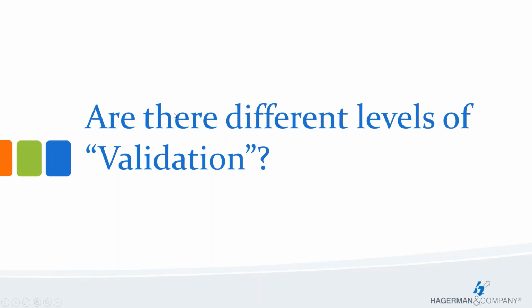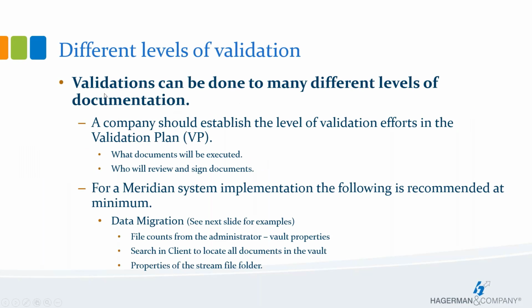So are there different levels of validation? Validation can be done to many different levels. A company should establish the level of validation efforts in the validation plan. So like I said, once again, everything's going to refer back to the validation plan because that's what establishes this whole process. So once again, you want to list out what documents will be executed, who will revise and sign documents. For Meridian system implementation, the following is recommended at a minimum.